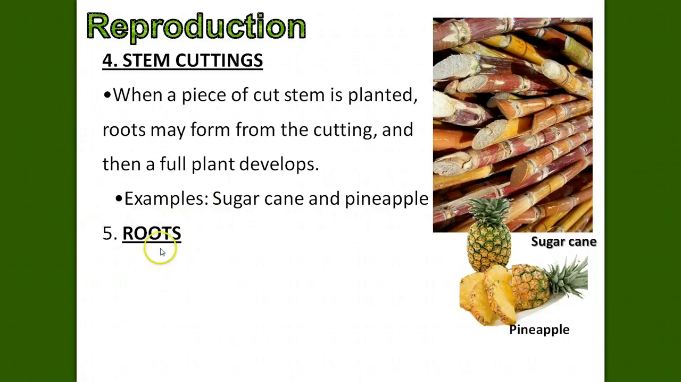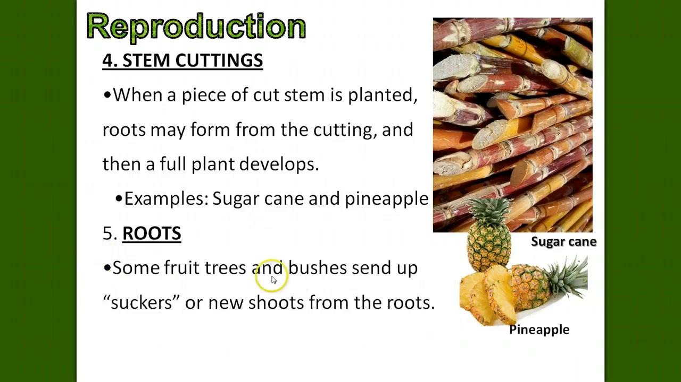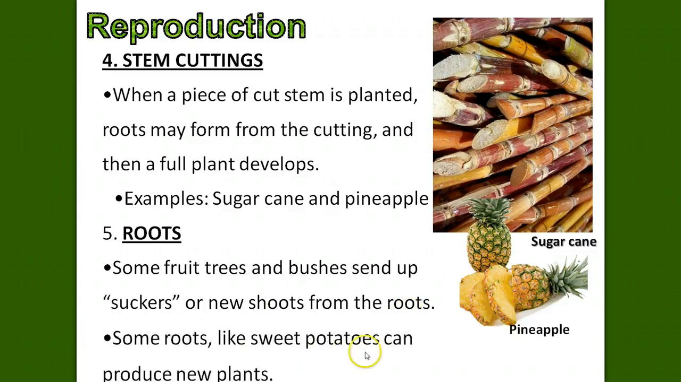Okay, number 5. The 5th way for asexual reproduction is plants can reproduce by their own roots. Some fruit trees and bushes send up suckers or new shoots from their roots. Some roots, like sweet potatoes, can produce new plants. So for roots, I want you to write sweet potatoes. Sweet potatoes. P-O-T-A-T-O-E-S. Sweet potatoes.